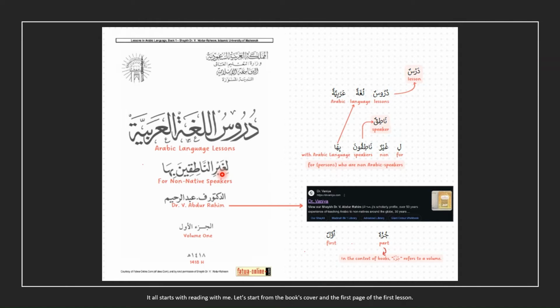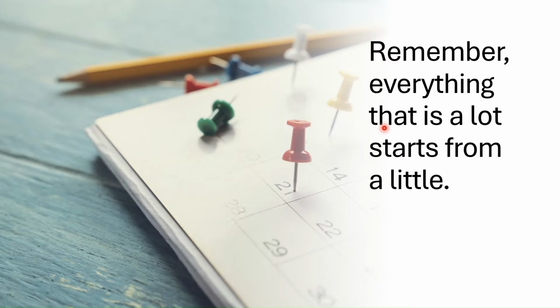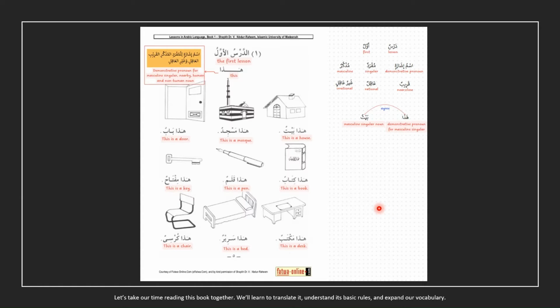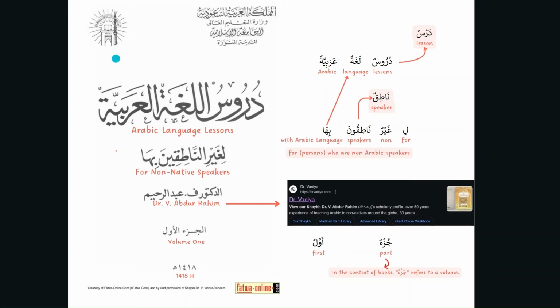Let's start from the book's cover and first page of the first lesson. Remember, everything that is a lot starts from a little. Let's take our time reading this book together. We will learn to translate it, understand its basic rules, and expand our vocabulary. Let's read and translate together.